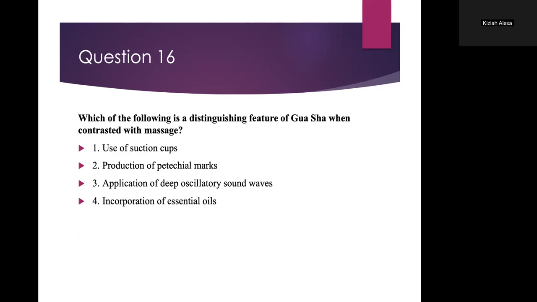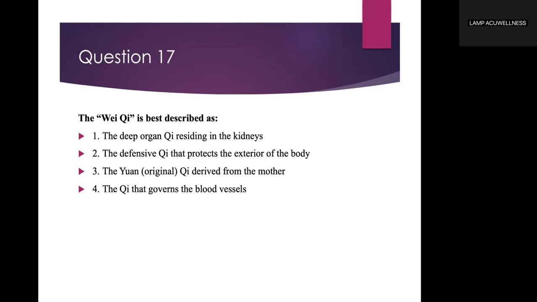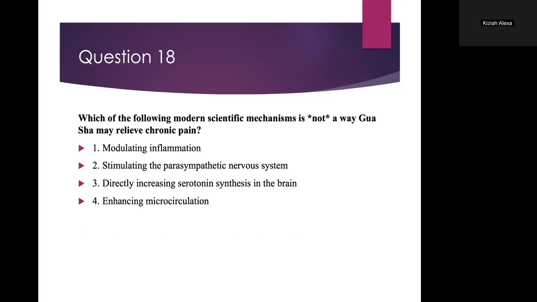Which of the following is a distinguishing feature of gua sha when contrasted with massage? Production of petechial marks. Yeah. The Wei Qi is best described as the defensive chi that protects the exterior of the body. Which of the following modern scientific mechanisms is not a way gua sha may relieve chronic pain? Directly increasing serotonin synthesis in the brain.